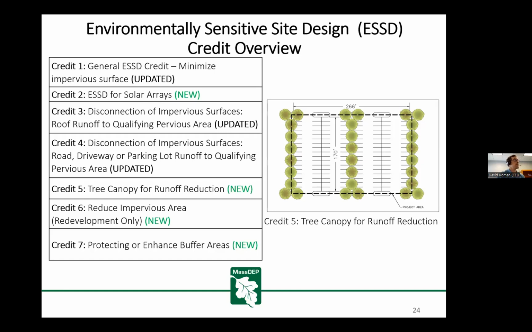So credit 1 is really just all about minimizing impervious surface. That's been updated from the 2008 handbook. Credit 2 is new. That's for solar projects. Credits 3 and 4 have been updated from the 2008 handbook, and that's all about disconnection of impervious surface to qualifying pervious area, like a lawn, for example. Credit 5 focuses on using tree canopy, so anything that overhangs over impervious surface, and that reduces your effective impervious area for your standard 3 and 4 calcs. Credit 6 is for redevelopment, and that encourages reduction in impervious area. And then finally, 7 is for encouraging the use of new or existing buffer areas.